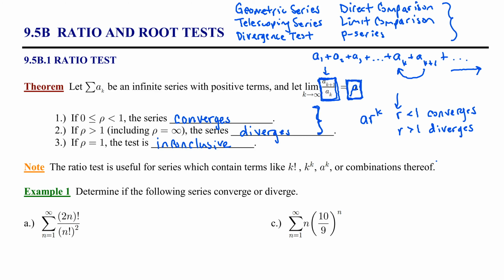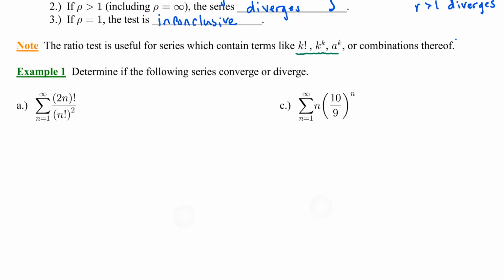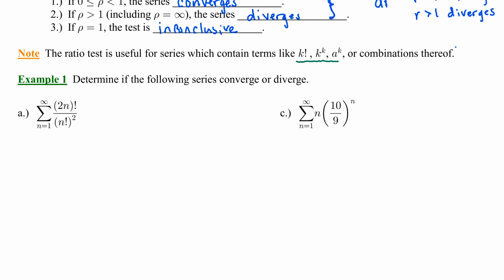Now, you will find that the ratio test is useful for series which contain terms like k factorial, k to the k, some exponential terms, or even combinations thereof. Those terms are very difficult to deal with in situations such as the divergence test, specifically direct comparison, even sometimes limit comparison. But the ratio test will actually simplify those difficult terms. Let's try example 1. Determine if the following series converge or diverge, and we're going to use the ratio test.